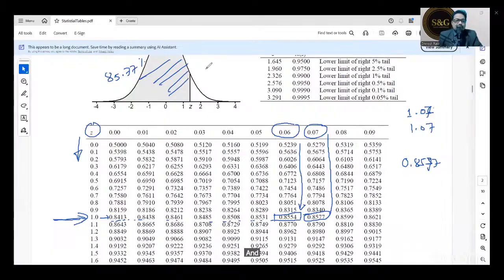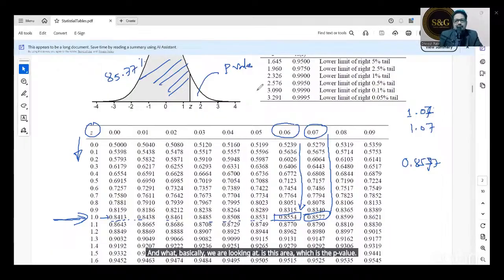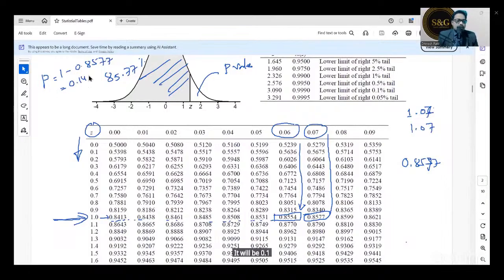What we are looking at is this area, which is the p-value. In this case, the p-value is nothing but 1 minus 0.8577. So what will be the answer? It will be 0.1423. Something like that will come, about 0.14.